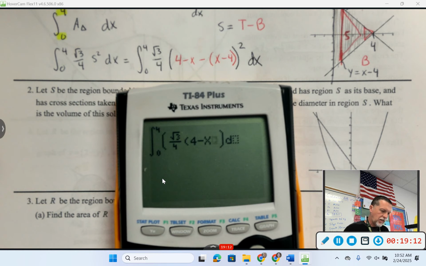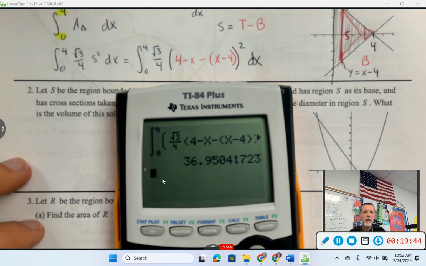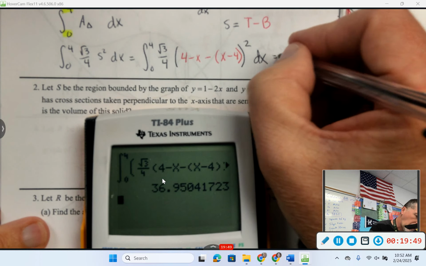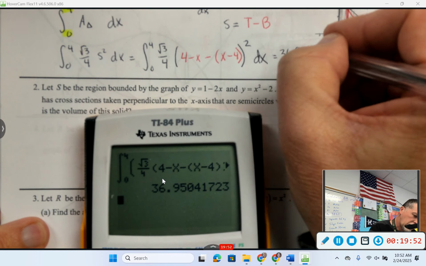4 minus x minus, careful with all the parentheses in here, make sure we're subtracting x minus 4. Or you could be the one that distributes the minus sign and then collects the middle terms. So where's the mistake most likely to happen? Are you going to make a mistake with parentheses, or are you going to make a mistake with algebra? Hopefully neither one. So 4 minus x minus 4, and then all of that squared dx.